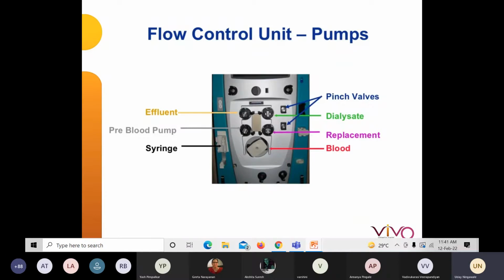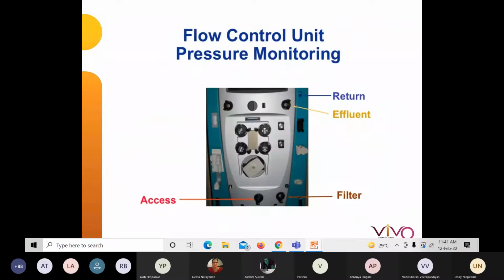On the left side, you can see the syringe where the anticoagulation, such as heparin or citrate infusion, can be started. That is the anticoagulation syringe pump. And there are pinch valves to create the pressure and maintain it within the limits. Return and effluent pressure monitoring is also there. Four types of pressure are monitored during the treatment: access pressure, filter pressure, effluent pressure, and return line pressure.